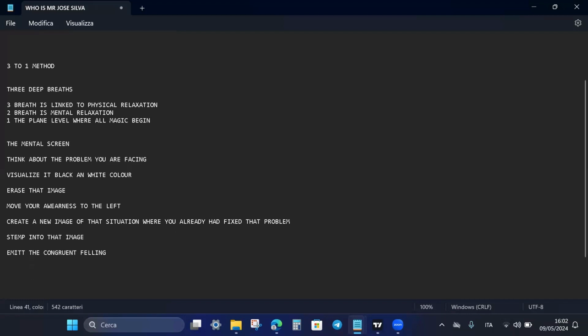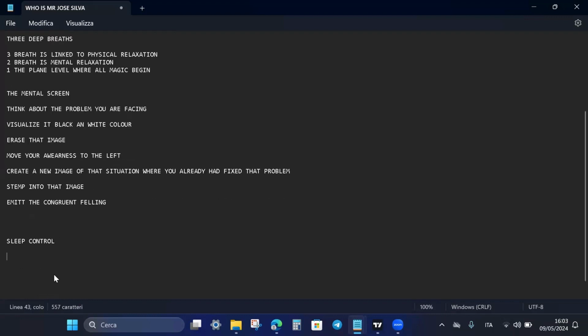Another technique that Mr. Silva gave to us is sleep control. Sleep control is gonna help you manage yourself. Before you go to sleep, you go into your alpha state and you put the image of yourself falling asleep in the precise moment you want to fall asleep. If you want to fall asleep at 11 o'clock, put the clock on your mental screen and then visualize yourself falling asleep at that perceived time in space.